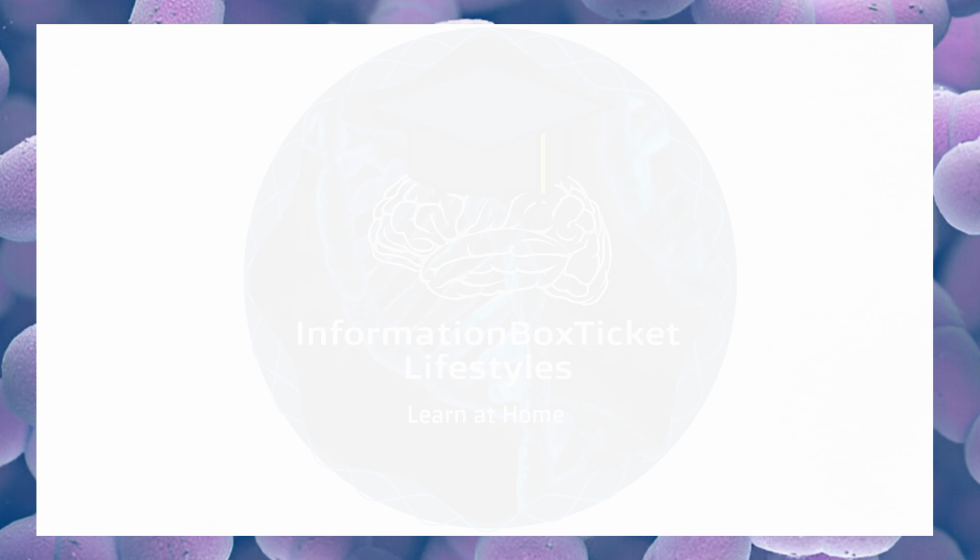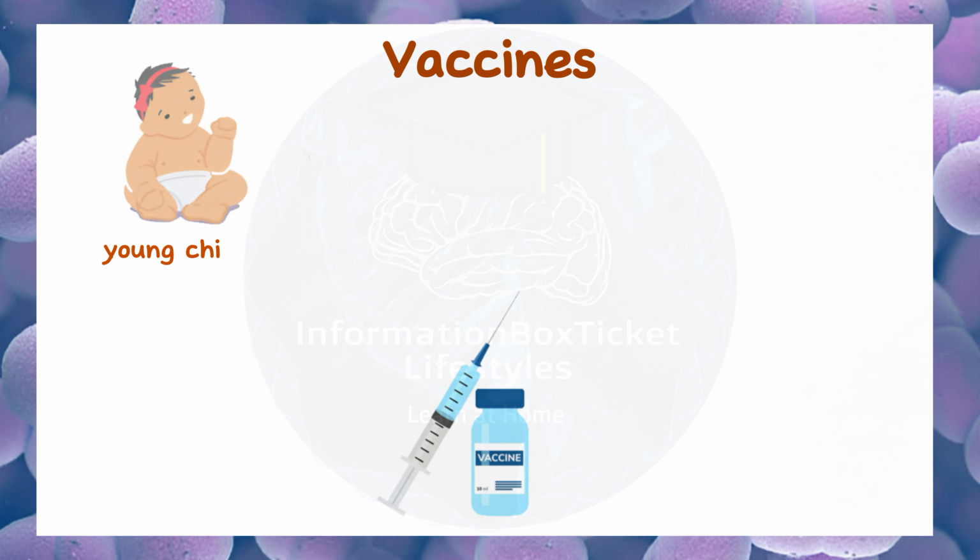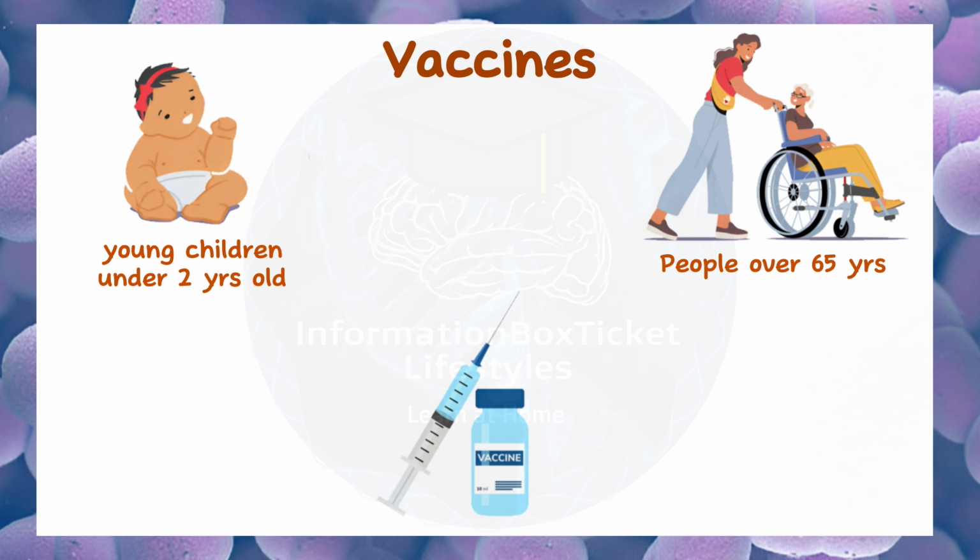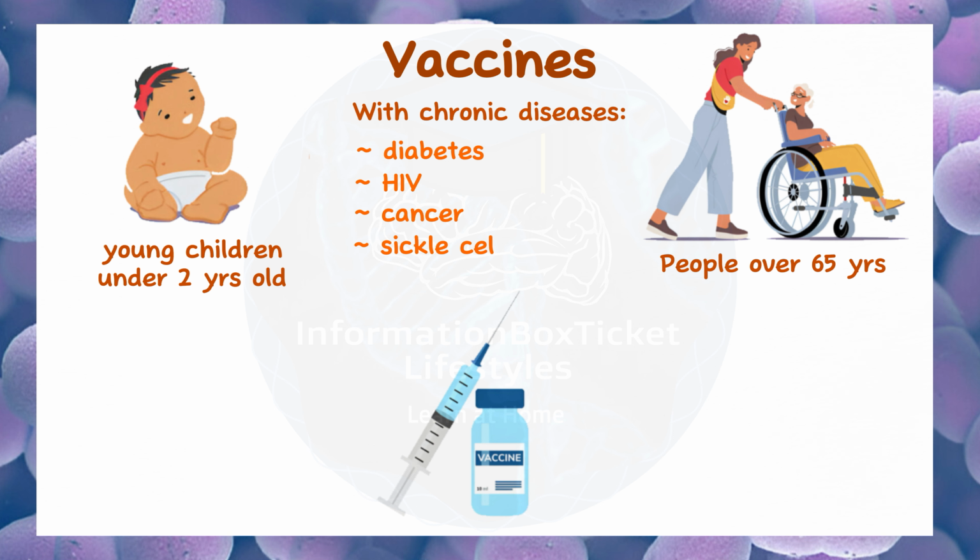Individuals at risk of strep pneumonia infection should get vaccinated. This includes young children under 2 years old, people over 65 years old, and those with chronic diseases such as diabetes, HIV, and cancer. It is especially important for individuals with sickle cell disease and those with functional asplenia to receive the vaccine.